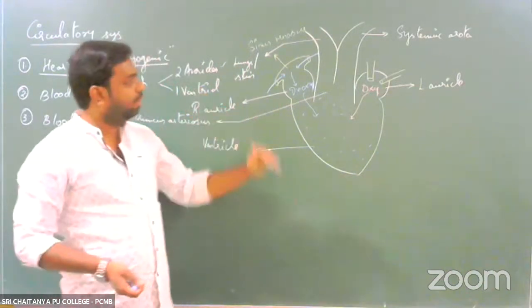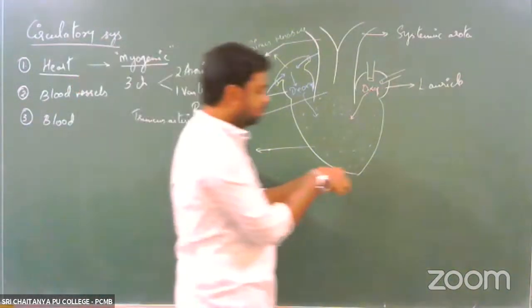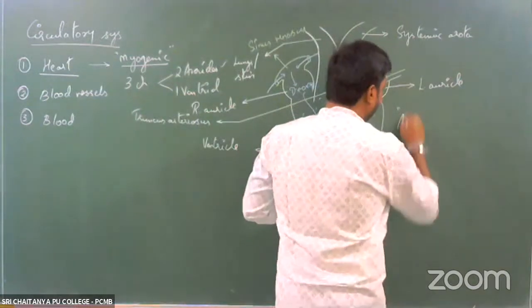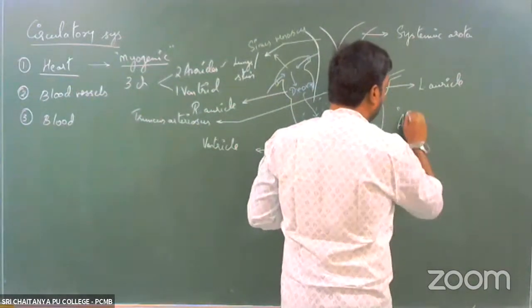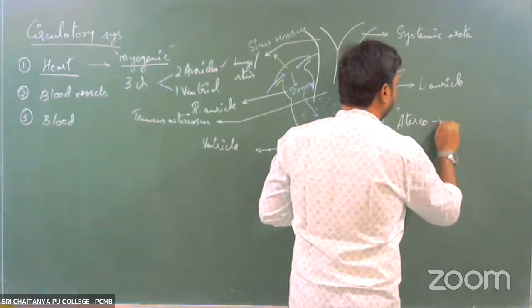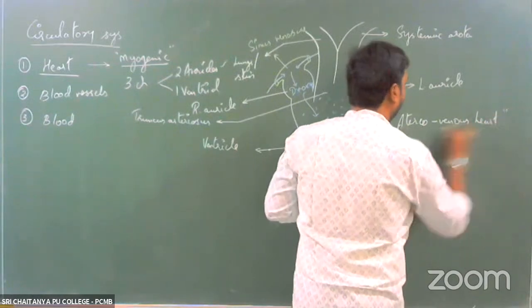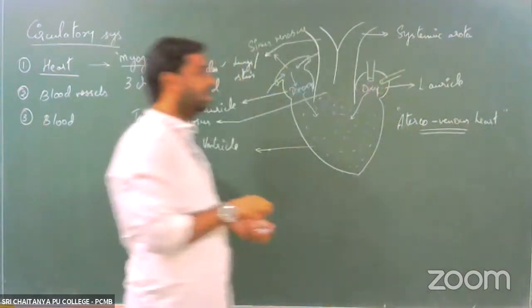Now, there is one name given for the heart in the frog, right? The heart here in the frog is called the atriovenous heart. So the heart in these organisms is referred to as the atriovenous heart.